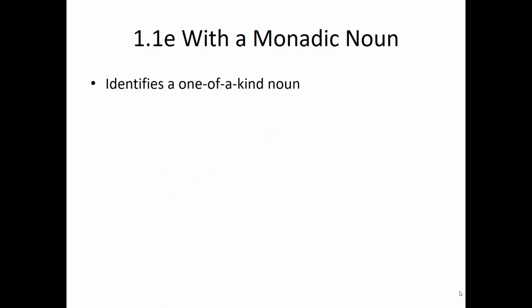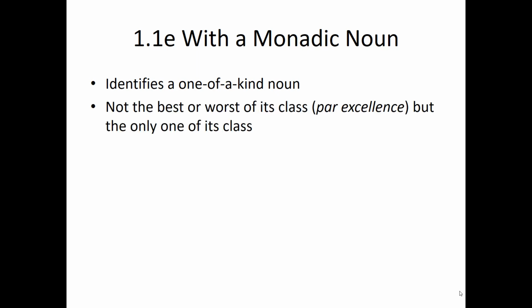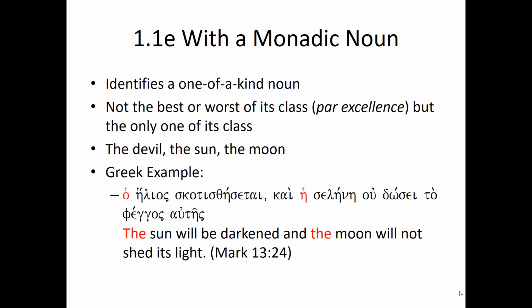The article can also be used with a monadic noun. What we're talking about here is a one-of-a-kind type of noun. Different than the last example of par excellence, we're not talking about the best of the class or the worst of the class, but we're saying there's only one of a kind. We're talking about words like the devil, or the sun, or the moon. Mark 13:24, "ho helios skotisthesetai," the sun will be darkened. "Kai he selene ou dosei to phengos autes," and the moon will not shed its light.